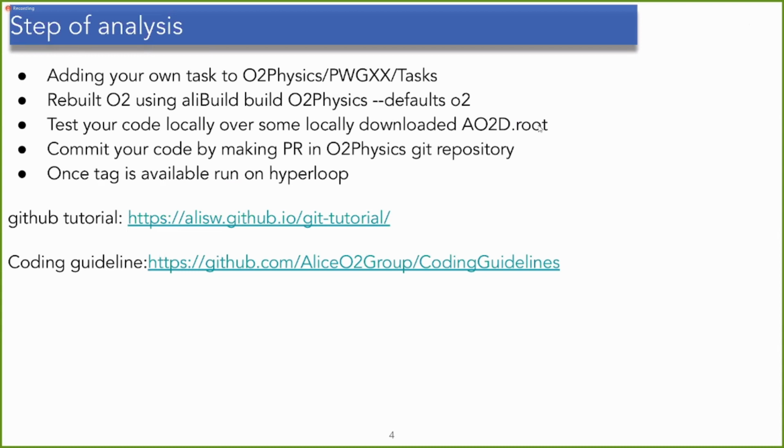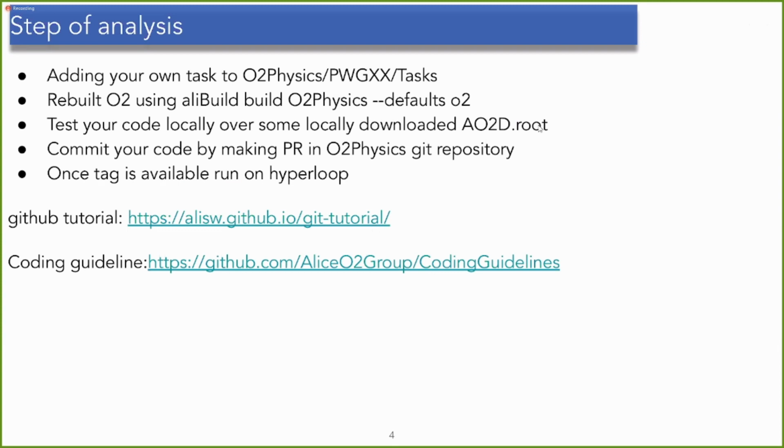Please remember that for O2Physics, meaning for run 3 data, we are going to use Hyperloop instead of trains. At the end of my presentation, I will come to Hyperloop and how to submit jobs in Hyperloop. And if you are not experienced with using Git repositories, you can always follow this Git tutorial, where every step is written very well, and you can get information on how to make a pull request and so on.